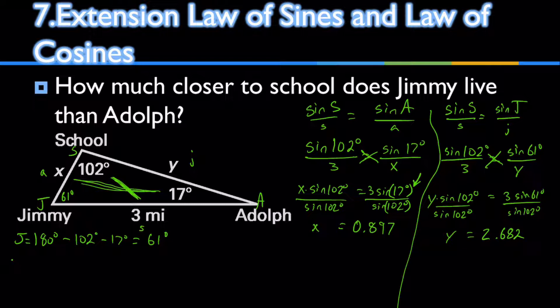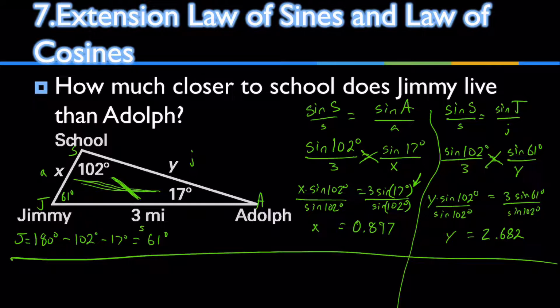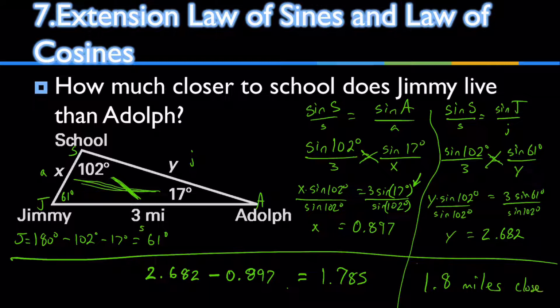So now let's answer the question. How much closer does Jimmy live? Well, that would indicate probably subtraction. So 2.682 minus 0.897 gives us 1.785, or approximately 1.8 miles closer. So that's the law of sines.